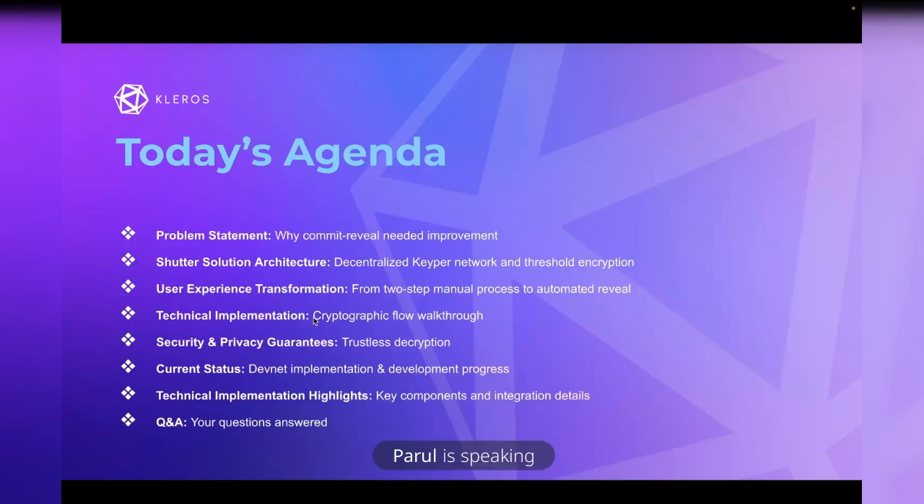The technical implementation section will be our deep dive. JB will show you the flow and how everything works together. We'll cover the security and privacy guarantees that make the system trustless and robust. We'll share our current status, what we have achieved on DevNet, and where we are in development. We'll highlight the key technical implementation components and integration details that make the system successful. And finally, we will have time for Q&A. I encourage you to ask questions throughout or save them for the end.